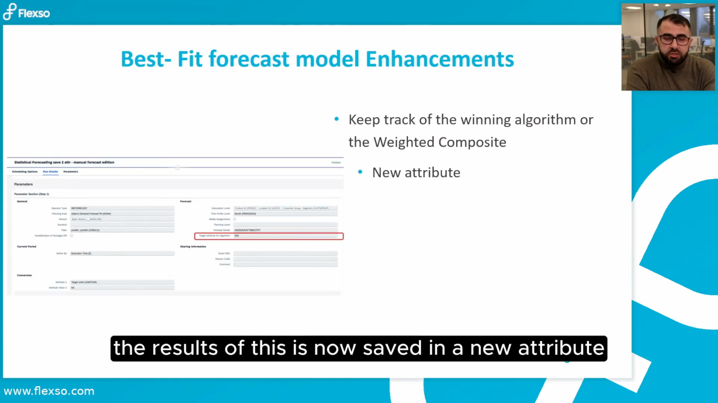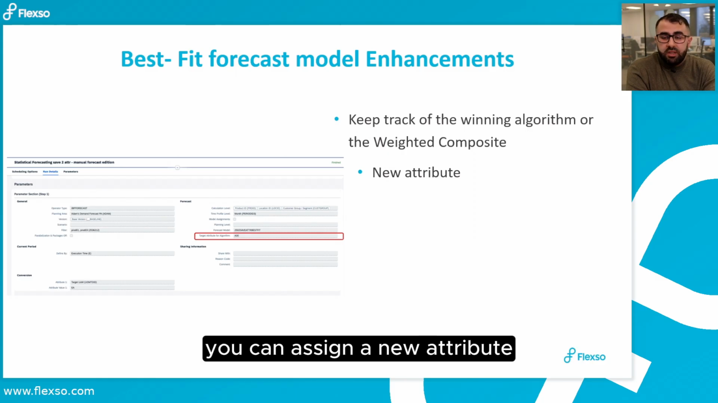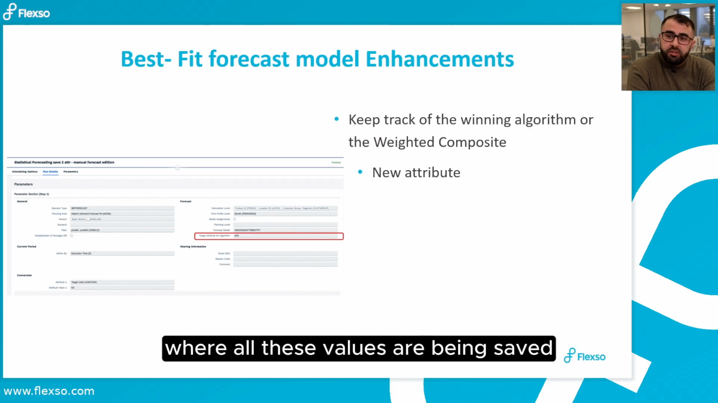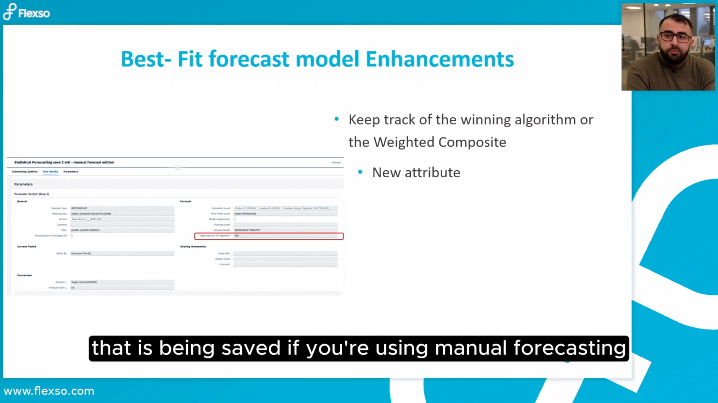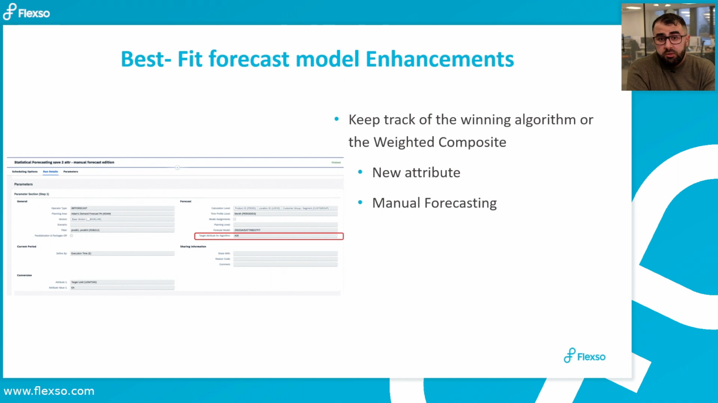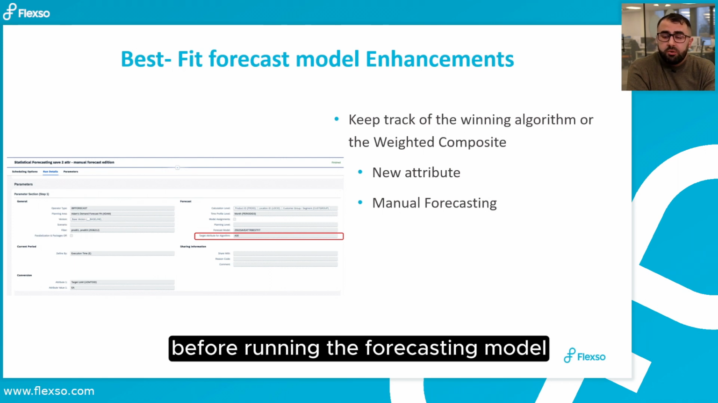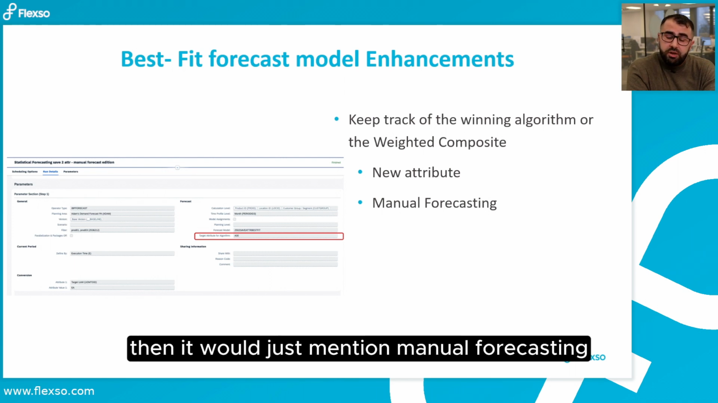So the result of this is now saved in a new attribute. You can assign a new attribute where all these values are being saved. For the best fit model, it's the winning model, and for the weighted average model, it's the weighted composite that is being saved. If you're using manual forecasting, so you have selected the model before running the forecasting model, then it would just mention manual forecasting.